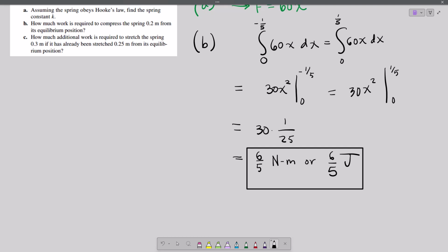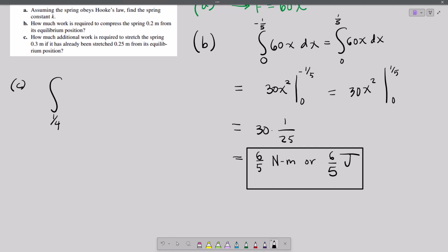Okay, now part C. How much additional work is required to stretch the spring 0.3 meters if it has already been stretched 0.25 meters from its equilibrium? So we're starting with it at 0.25. Let's write it as a fraction. Why do we write it as a fraction? Because a fraction is an exact value. A decimal, you have no idea whether it's exact or not. So we're going to assume that this is exact, write it as a fraction. So fraction 1/4, that's where we're starting.